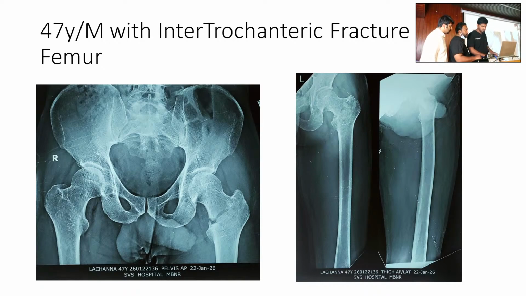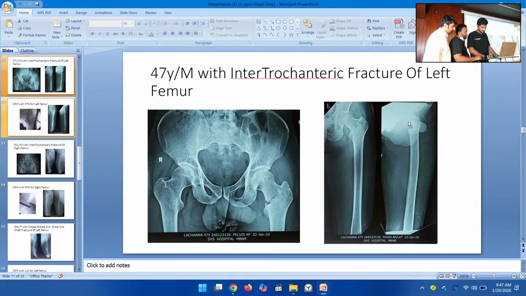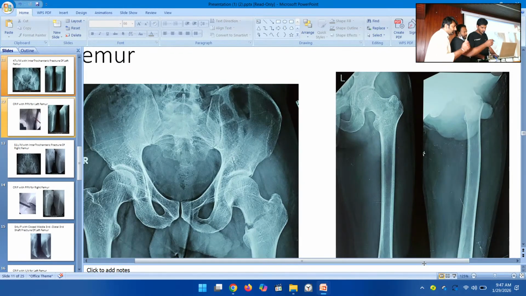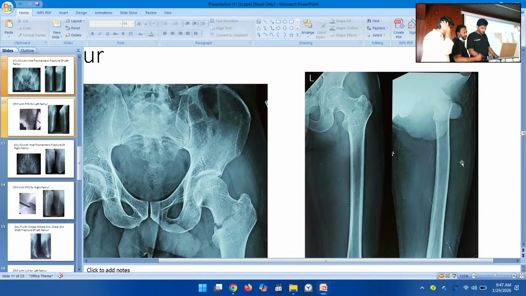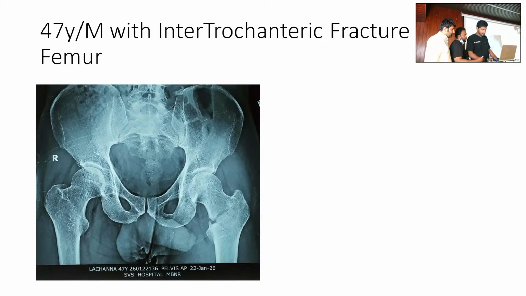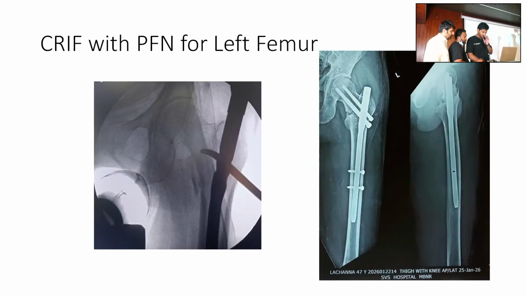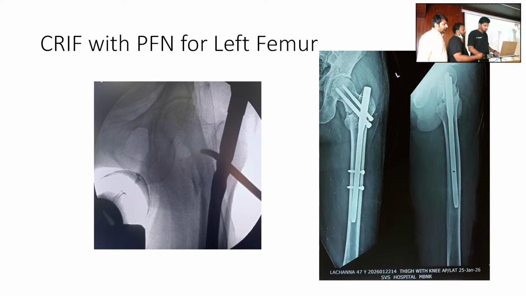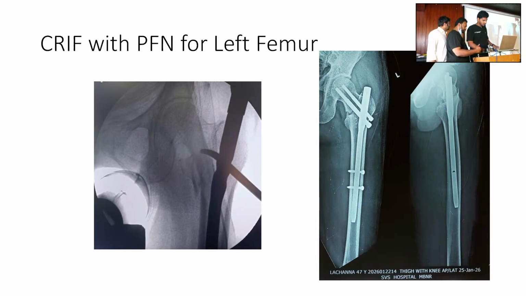Look at the lateral view. GT is normal. Okay, what have you planned for this? Sir, we've done closed reduction and internal fixation with proximal femoral nails. Not the plate. DHS was ideal for this. Yes, sir. The lateral wall is very good, undisturbed. Okay.